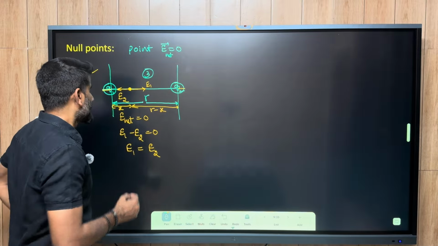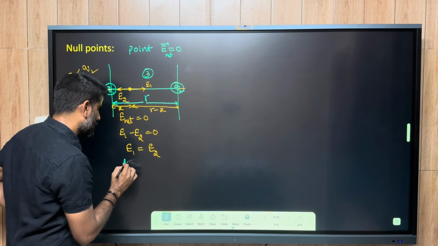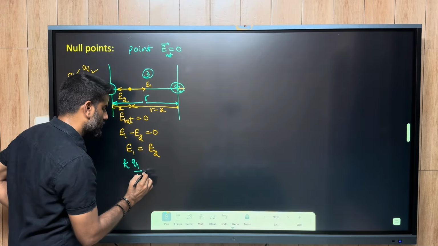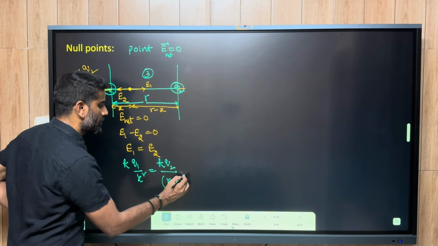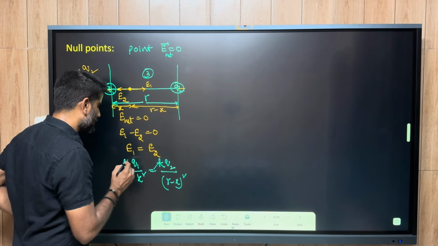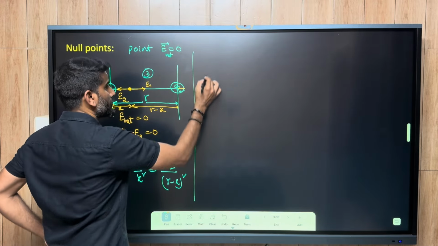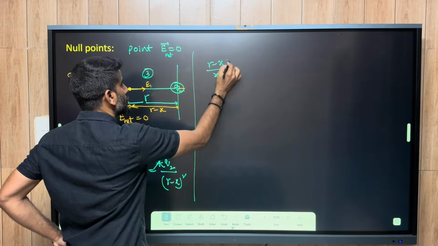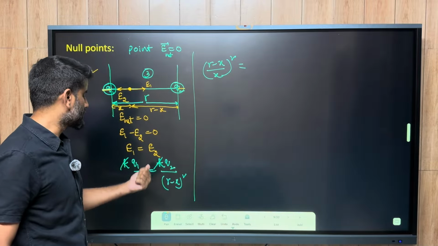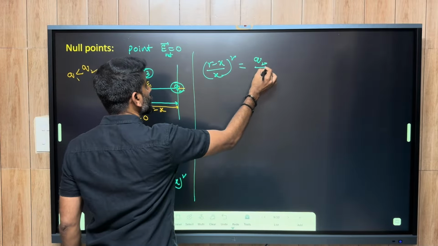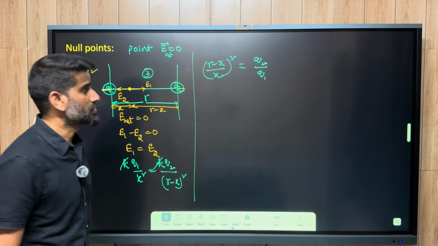Now what I am going to do is, I am going to write the electric field equation: E1 equals K Q1 by x square, equals E2, K Q2 by R minus x whole square. If you solve this equation, K will obviously get cancelled. If you solve this equation, what you will get? So (R minus x) by x, whole square, if I'm not wrong, if I rearrange this equation, (R minus x) by x whole square is equal to Q2 by Q1. Hope you know how to rearrange this equation, right?